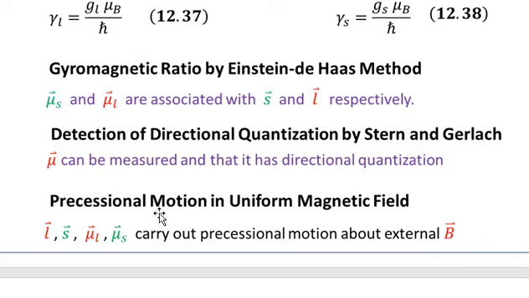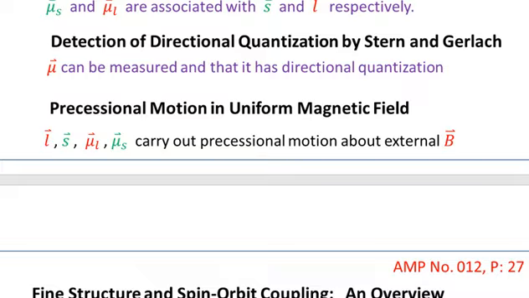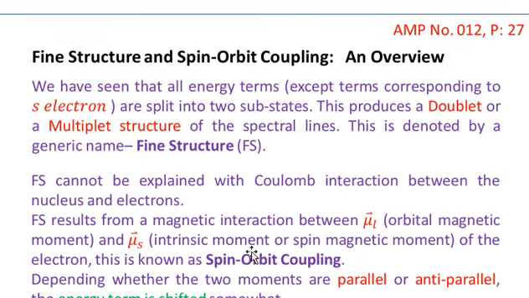Then it was also presented that in the presence of an external uniform magnetic field, all four quantities, L, S, mu L, mu S, which are respectively the orbital angular momentum, spin angular momentum, orbital magnetic moment, and spin magnetic moment, carry out precessional motion about the external magnetic field, and this precessional motion was presented in detail. So this was covered in lecture number 12B. Now I am going to present lecture number 12C.